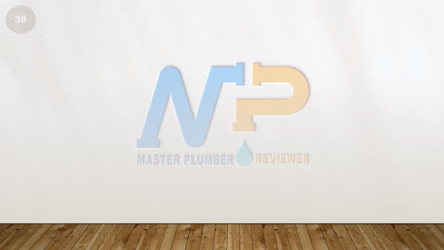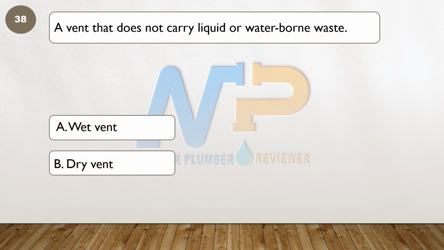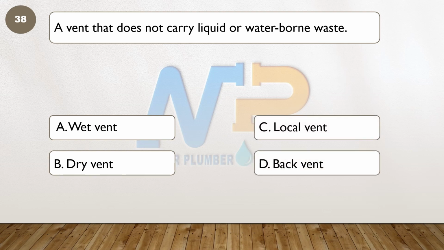Number 38. A vent that does not carry liquid or waterborne waste. A. Wet vent. B. Dry vent. C. Local vent. D. Back vent. The answer. It's B. Dry vent.